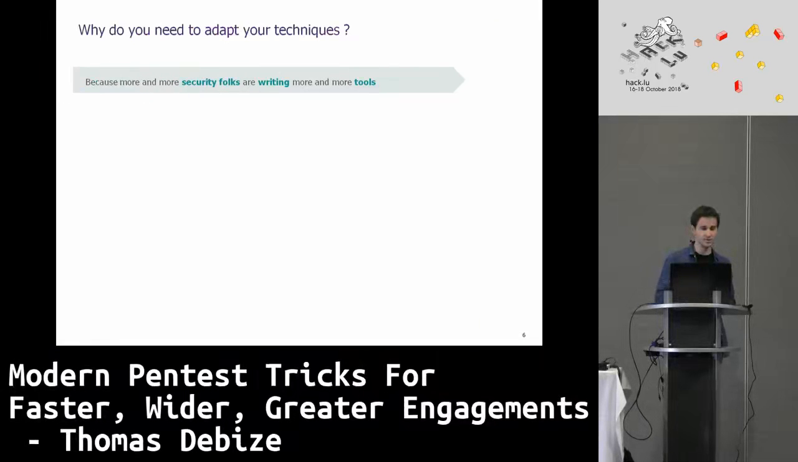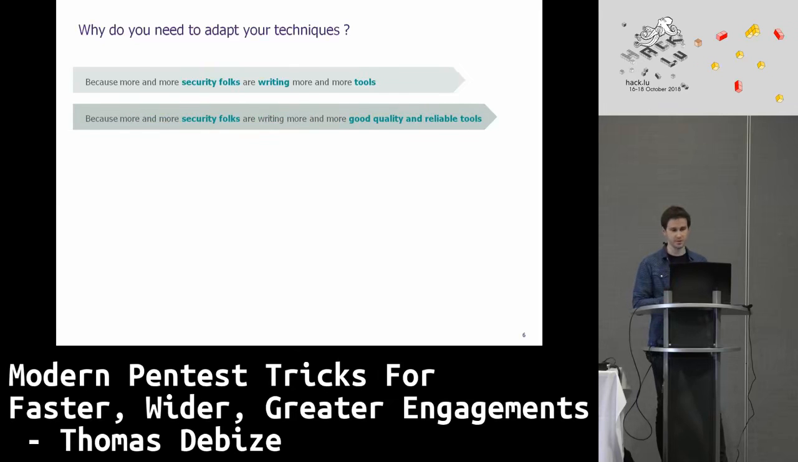So why do you need to adapt your techniques? Because frankly, for many years now we can observe that more and more security folks write more and more tools. That's the first observation. The second one is that the tools are of good quality and reliable, which hasn't been the case from the beginning of InfoSec. Remember Netcat, the first versions of Netcat were vulnerable to a buffer overflow. So useful for attack, but yeah, you should also take a look at the code you are executing.